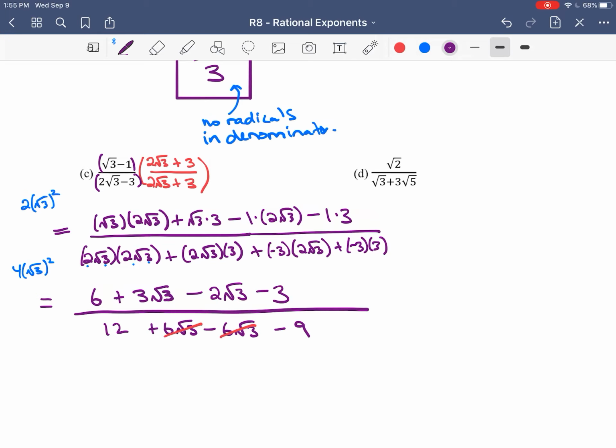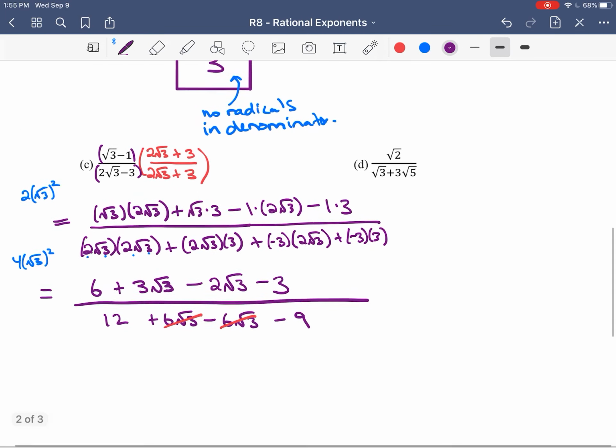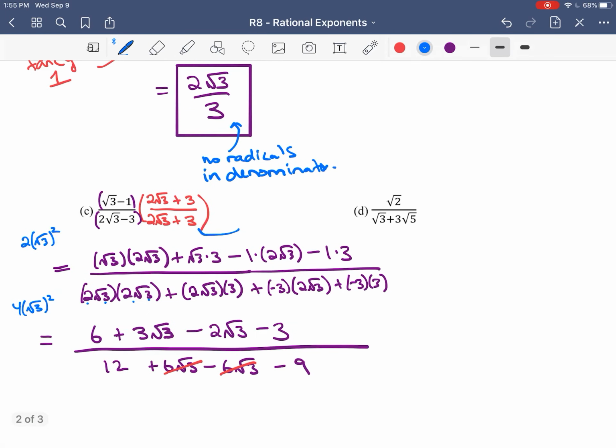And that's always going to happen when you're using, so this thing that I multiplied by, this is called the conjugate. Okay, so it has the same 2 pieces, but the opposite sign in between them. Okay, we call that the conjugate.